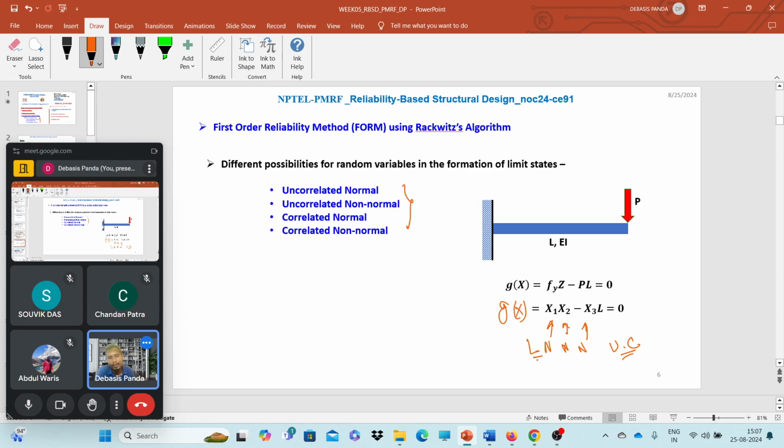Now if there are log normal random variables along with normal random variables, plus some correlation, then what should be the case? So out of this, we have found that four possible cases can be there. First, uncorrelated normal, then uncorrelated non-normal, correlated normal, and correlated non-normal. So this one should be the last one. Based on this, we will make our function file so that it can handle other kinds of variables also. So how have we solved the uncorrelated normal case?